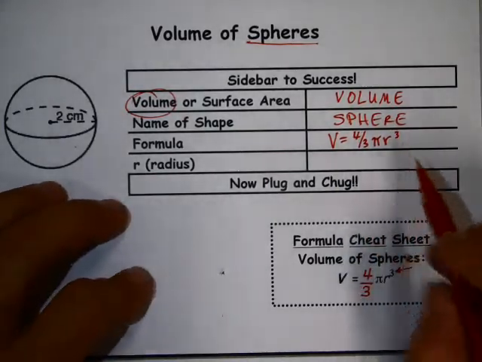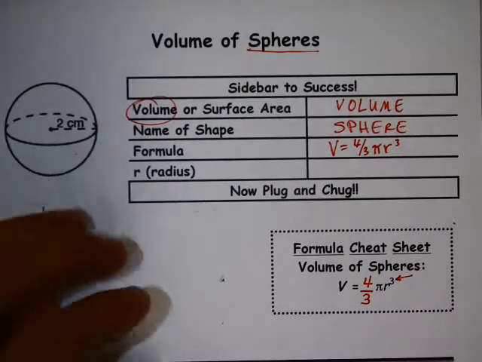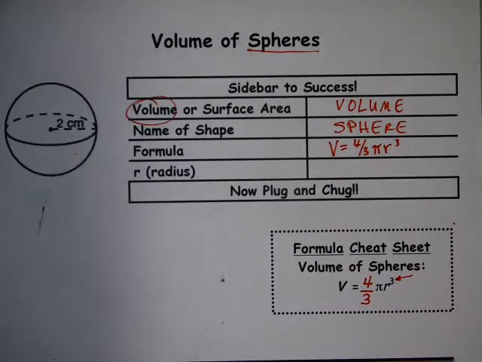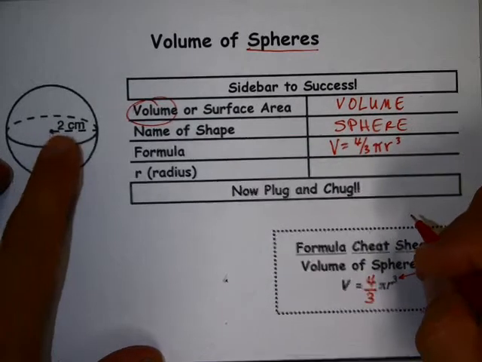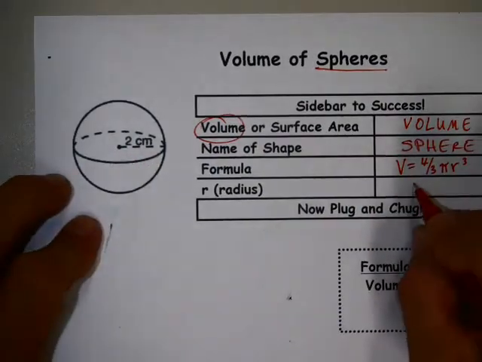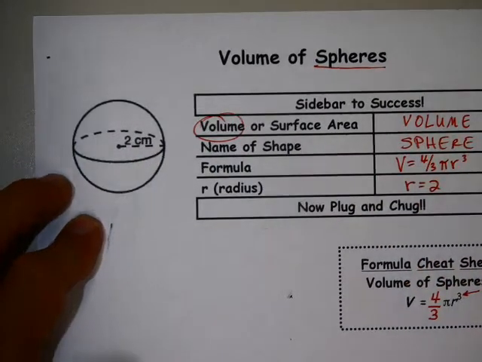Now, we'll talk about this in a minute, but to find 4/3 of something, think about it: if you had to find 1/3 of something, you would divide by 3, right? Well, we're still going to do that same thing, but now we're finding 4/3, which means we're going to divide by 3 and then multiply that times 4. Okay? So, radius, in this case, it's right there. It says that it's 2, so we're going to write down that the radius is 2.